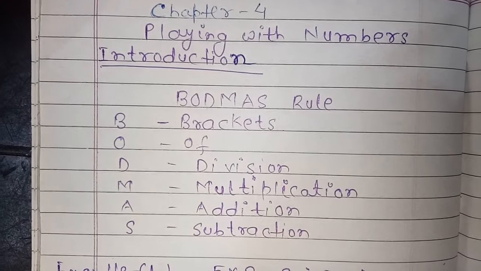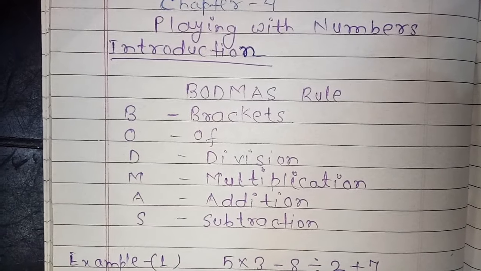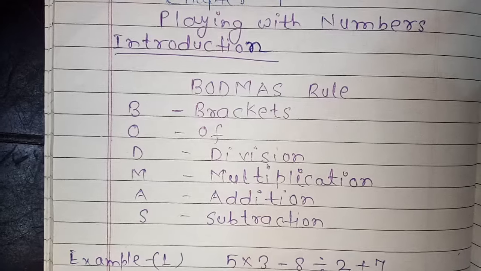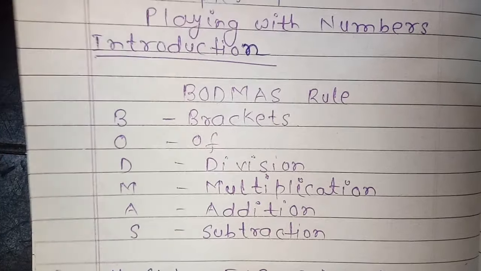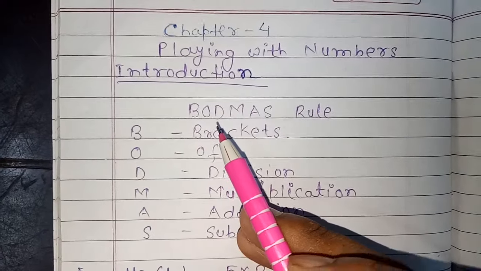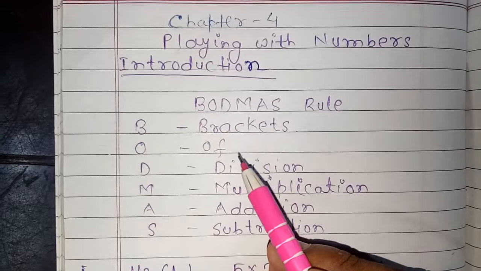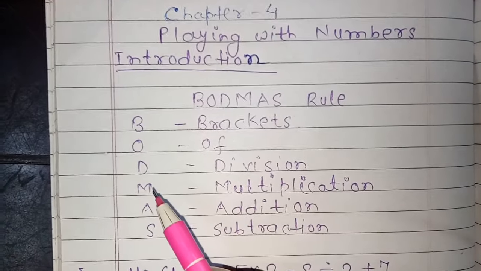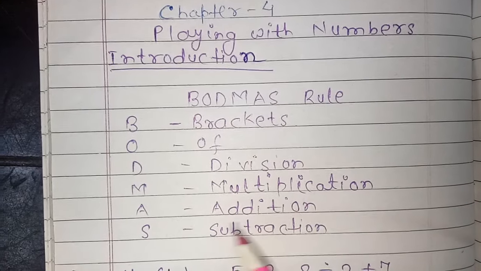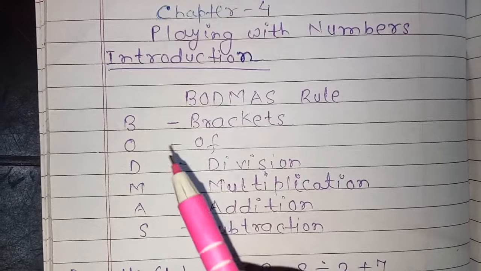When a mathematical expression involves two or more operations, then we do the operations according to the BODMAS rule. So the BODMAS rule tells us the order of operations. What is the meaning of BODMAS? Here B stands for brackets, O stands for "of", which means multiplication, D stands for division, M stands for multiplication, A stands for addition, and S stands for subtraction.